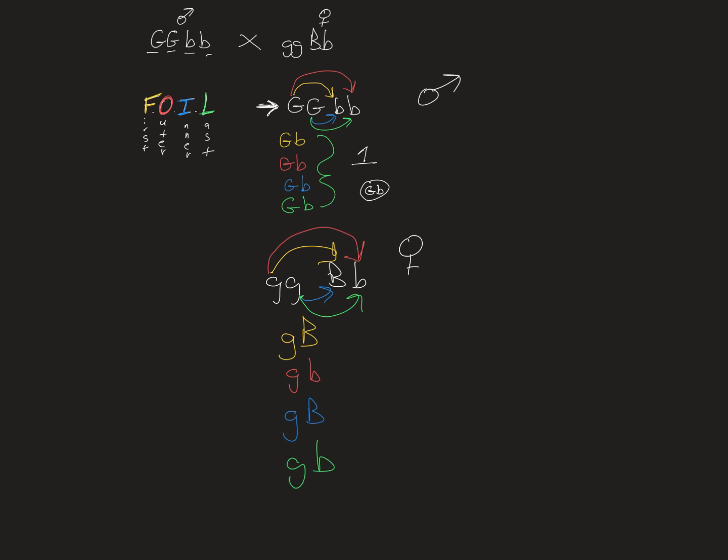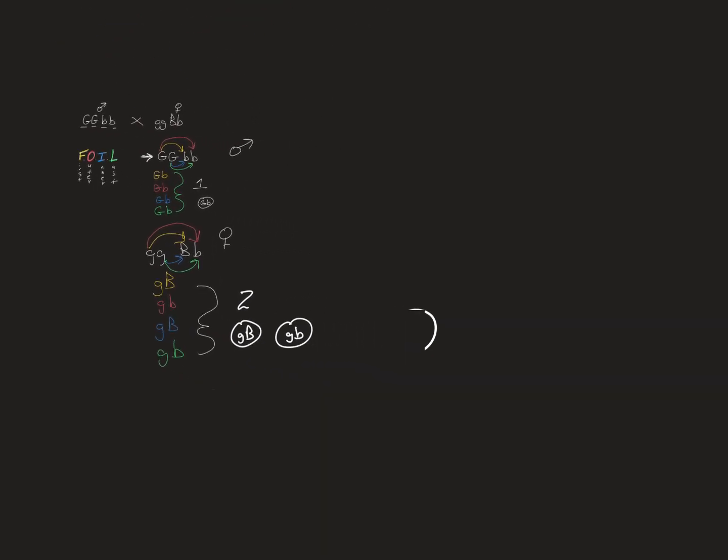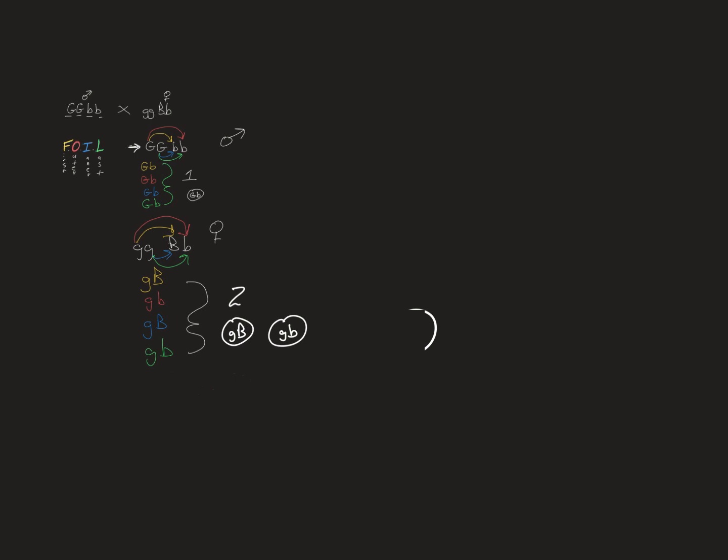Now I'll ask the same question I did earlier. How many different kinds of eggs can this female make? 2. What are they? Little g, big B, and we can make little g, little b. Those are 2 different kinds of gametes we can make. Now I'm going to do the first way, the way they tell you to do it here on the chart. They do the chart for you. They take the male sperm and they say, okay, it can make big G, little b, four times.